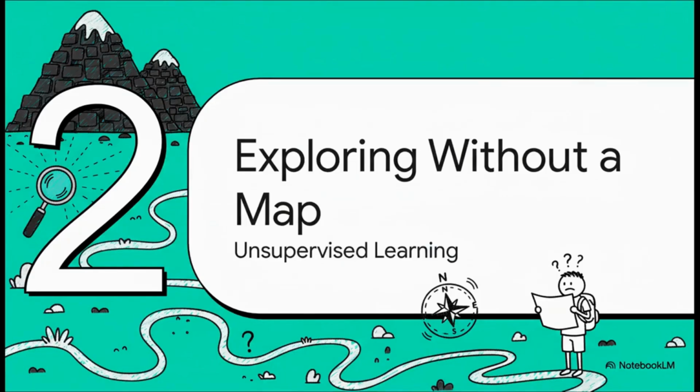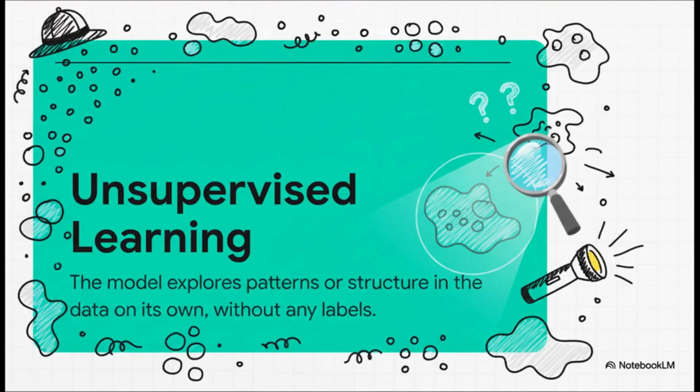Okay, but what happens when you don't have that answer key? What if you're just given a giant pile of data and someone says, go find something interesting? Well, that's where we get into the world of unsupervised learning. I like to call it exploring without a map. This is that detective work we were talking about earlier. With unsupervised learning, the model gets nothing but raw, unlabeled data. No hints, no correct answers. Its entire job is to just dive into that messy data and find the hidden structures, the natural groups, the interesting patterns, all by itself.